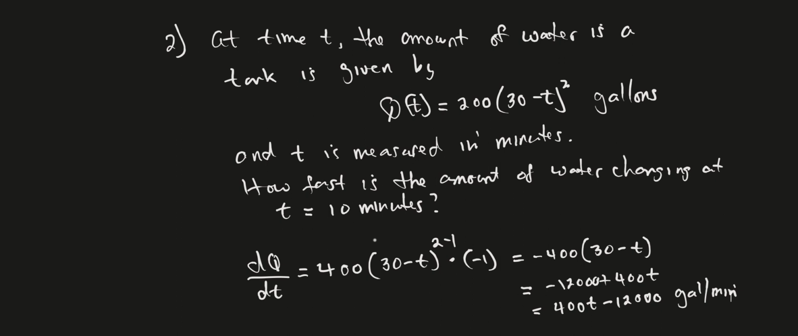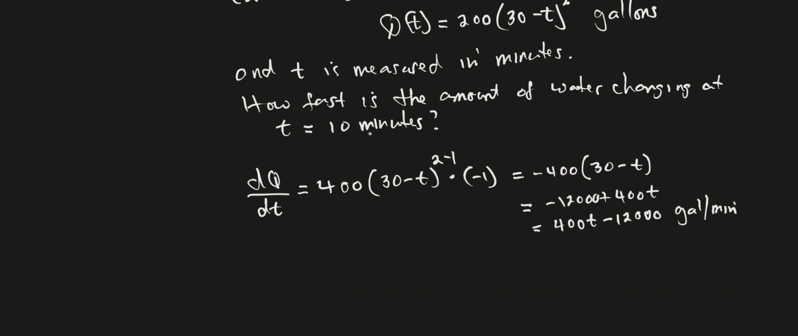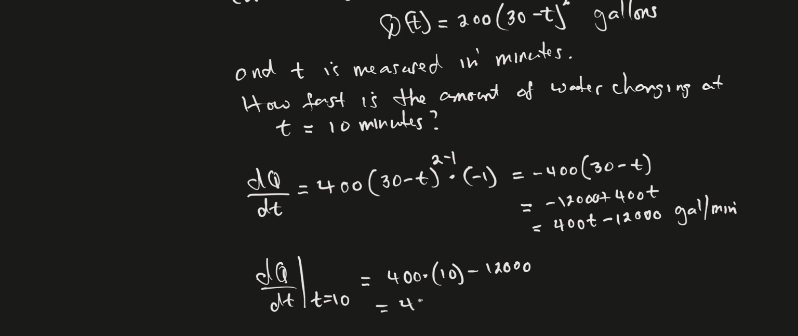Since we're given this specific time, all we need to do is evaluate this derivative at that particular time. So how fast is the water level changing at this point? Well, take your derivative and evaluate it at t equals 10. If I plug t equals 10 into my derivative, I'm going to have 400 times 10 minus 12,000. That's going to give me 4,000 minus 12,000, so that is negative 8,000, and this would be gallons per minute.